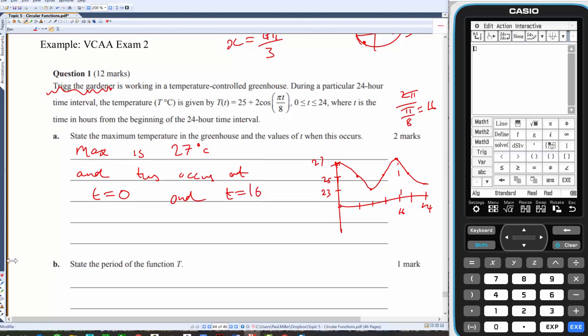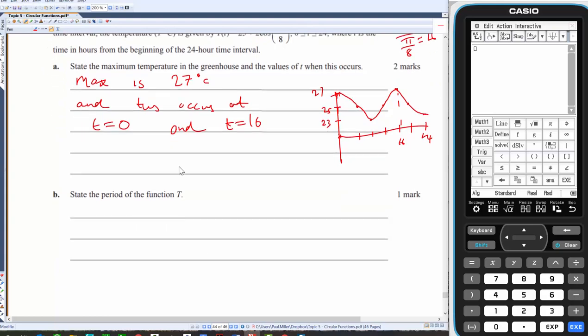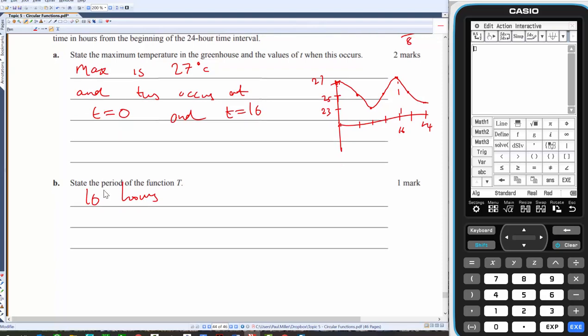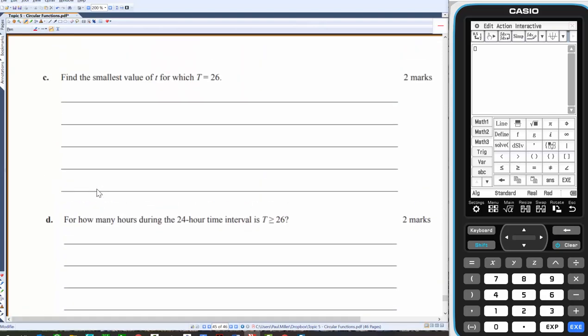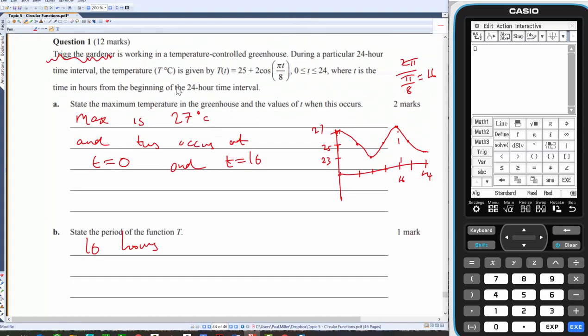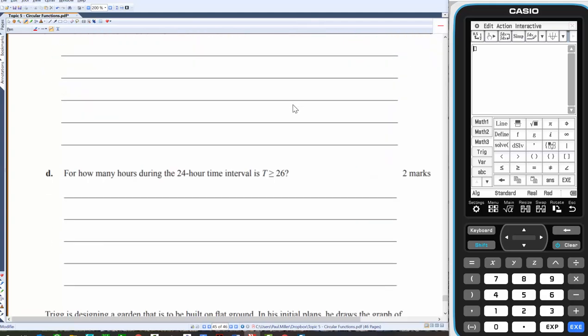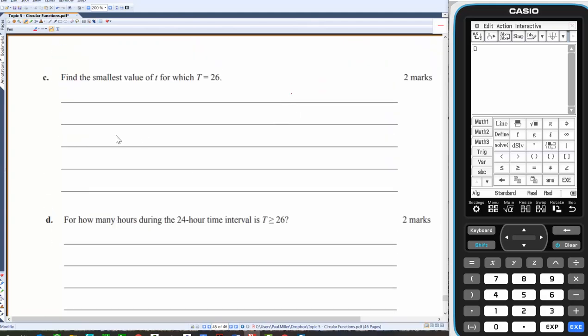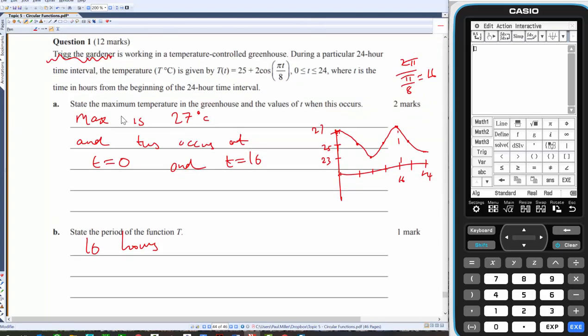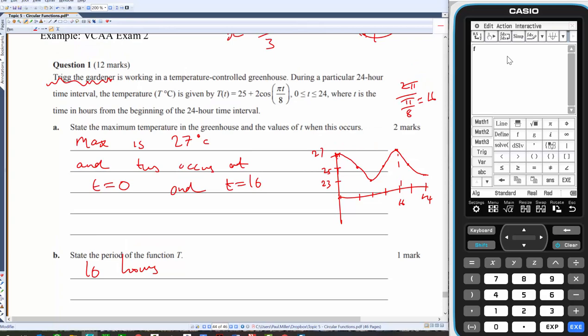State the period of the function T. We've already done that. That's going to be 16, and make sure you give it some context, so 16 hours. Find the smallest value of t for which capital T equals 26. Note that capital T is the name of the function. That's what we've got to base it on. So when that is equal to 26, I'm going to say 26 equals, and at the same time define this function to stop me having to flick between pages of the document.